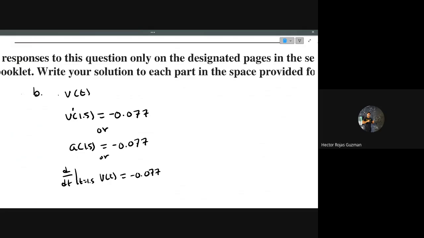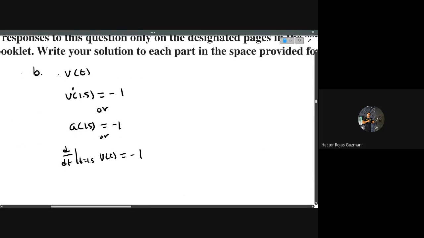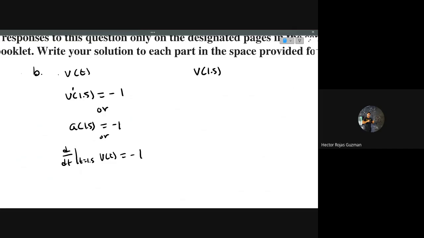Oh, and you know what? I'm looking at my notes a little bit wrong. The acceleration is negative, but it's actually negative 1. And we're also supposed to find the velocity. The velocity at 1.5 is negative 0.077. Yeah, I was mixing up my notes right here. So we already answered the first question: the acceleration at 1.5 is negative 1.